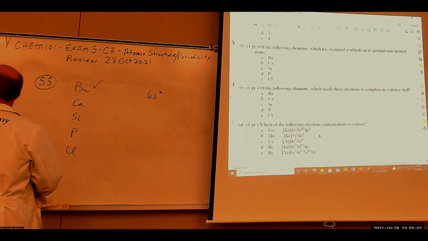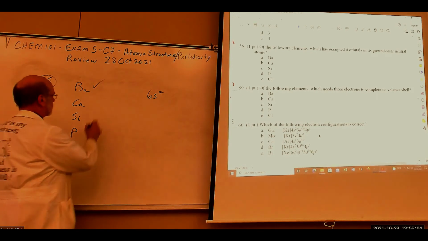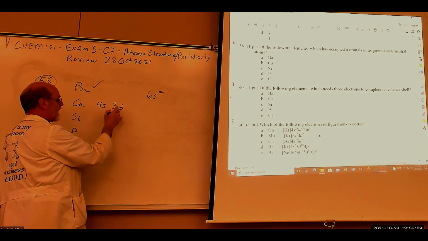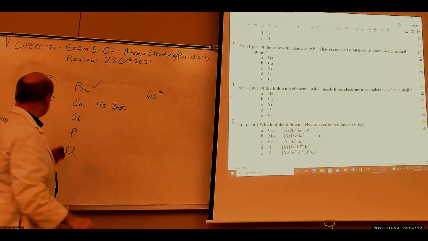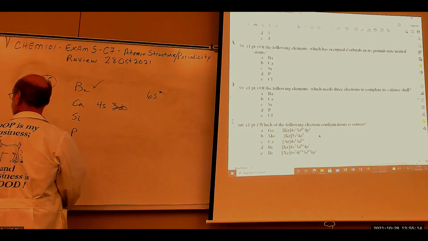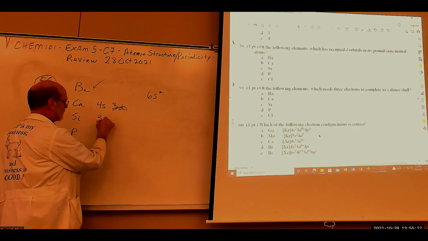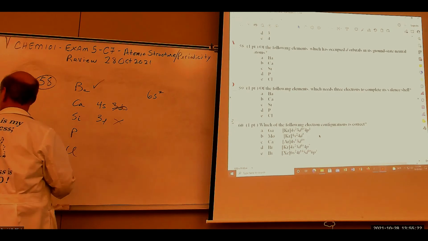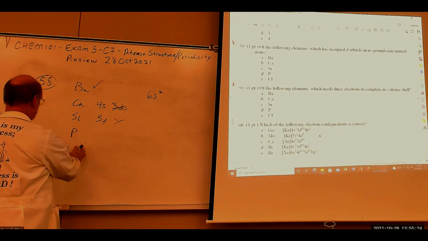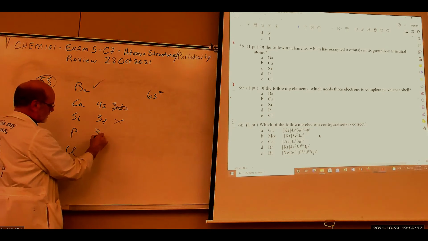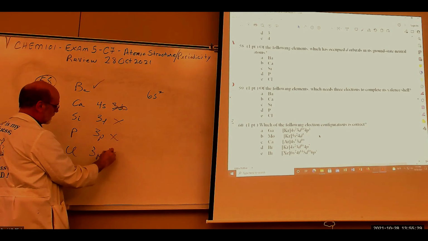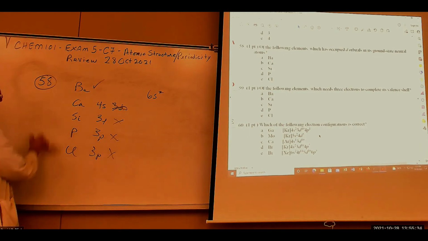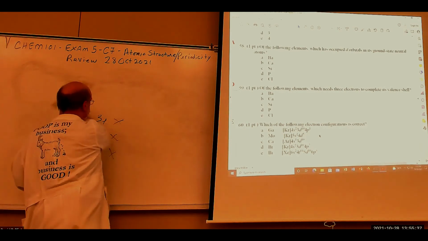But if you look at calcium, calcium is 4s, right? What's next? The first 3d is beyond calcium. So calcium has no d's. Silicon, it's actually 3p's. It hadn't got the 4s yet, so it has no d's. Phosphorus, silicon, and chlorine, they're all in the same boat. 3p's, no d's. So barium is the only one that works. That's 58.